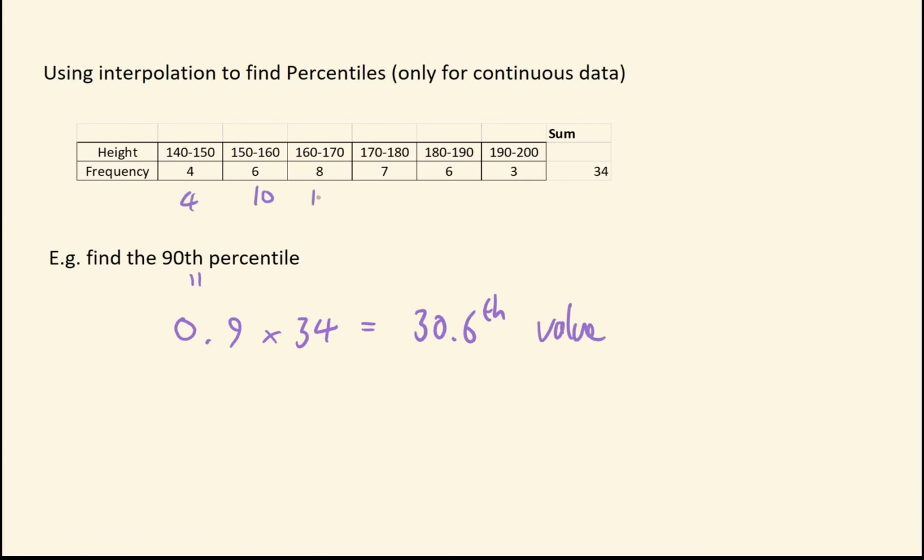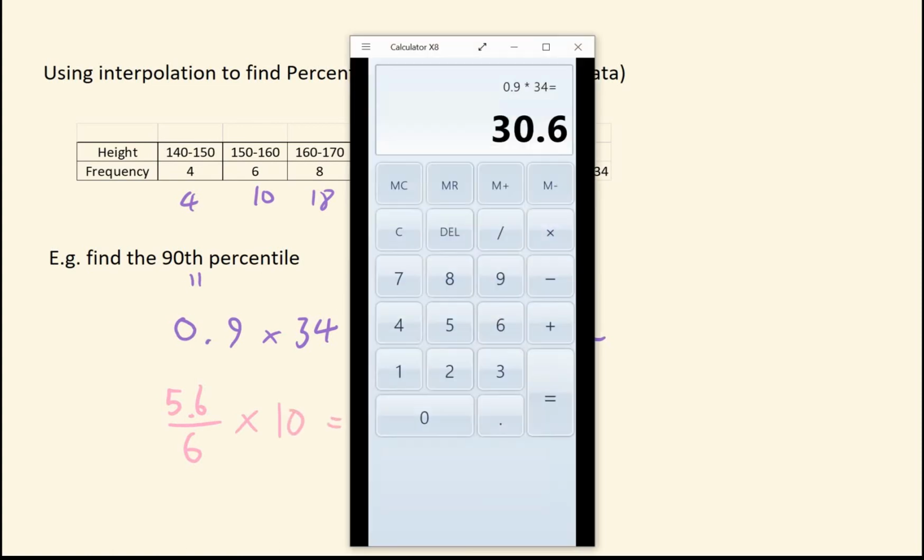So again, we can add in our cumulative frequency along the bottom here, and we can see that the 30.6 piece of data is going to be somewhere in this class width. We do 30.6 minus 25. So I want to have 5.6 out of 6. I want to be that far into this class width. So I times it by the class width, which is 10. This I will need a calculator for. So 5.6 divided by 6 times by 10 gives me 9.3 recurring.